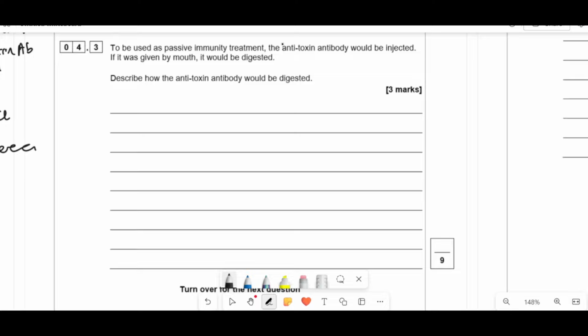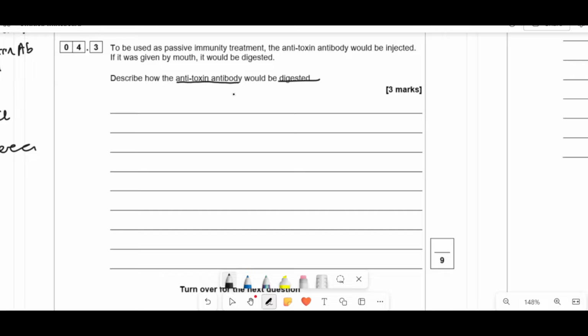There you go. To be used as a passive immunity treatment, the antitoxin antibody would be injected. If it was given by mouth, it would be digested. Describe how the antitoxin antibody would be digested. So here, some people just weren't even talking about digestion at all. Some people didn't remember that antibodies are proteins, and others just described absorption. Stop using model answers, bro. And also a lot of people were just saying GCSE level stuff. They were saying bonds broken. No one was talking about just what's going on. The question literally says, describe how this antitoxin antibody would be digested. From the mouth, what happens?